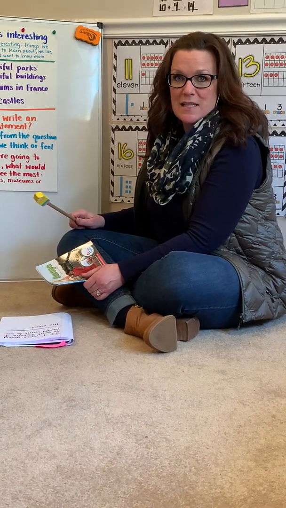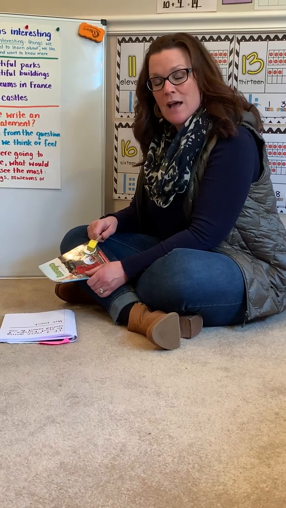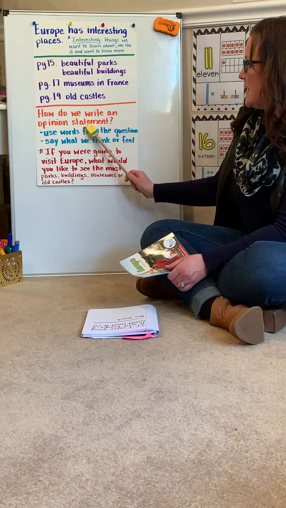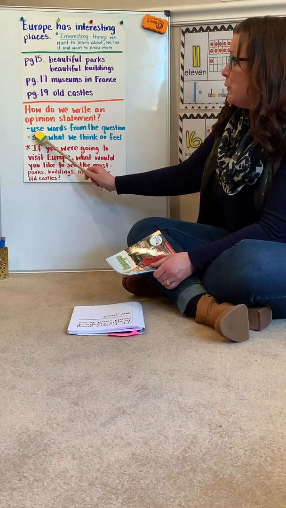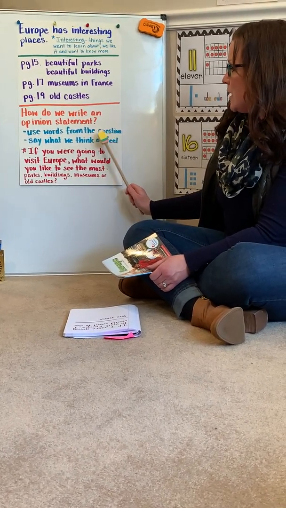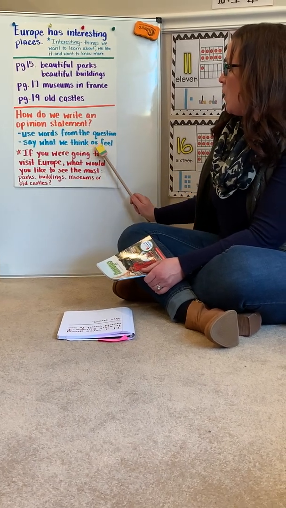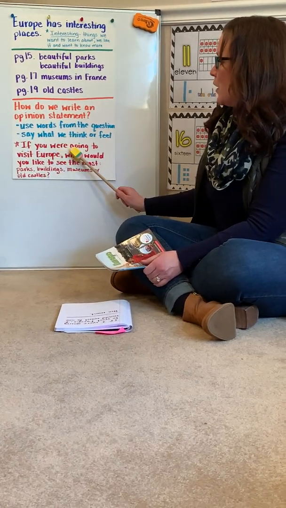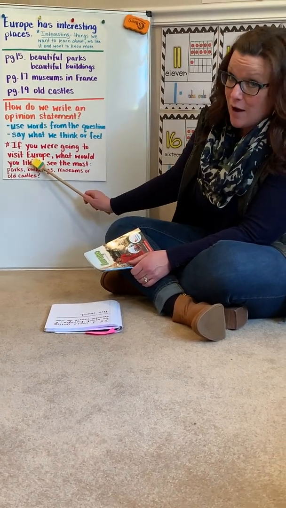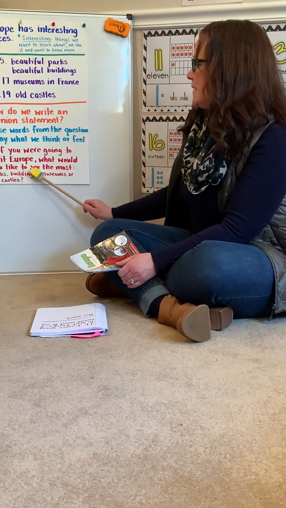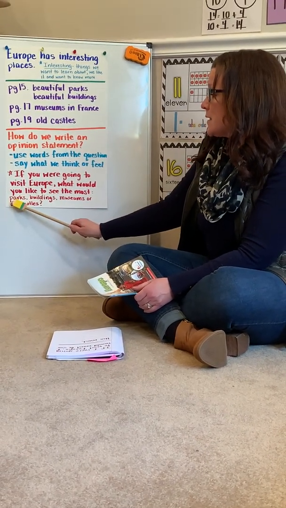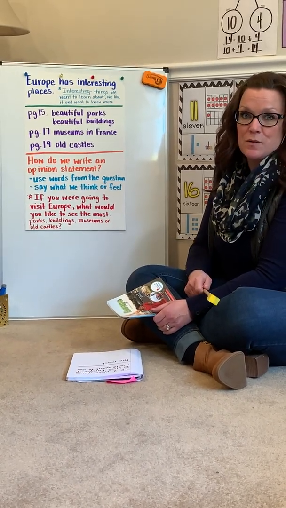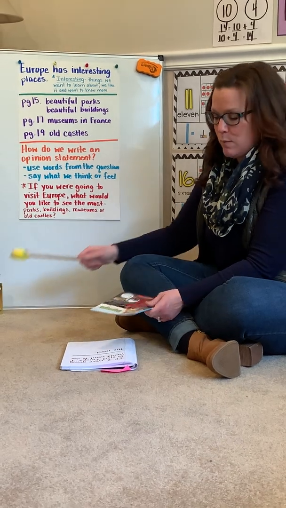Now, the second part of this lesson, friends, just like we did in our book Asia yesterday, it says, how do we write an opinion statement? Well, remember, you use words from the question. Say what we think or feel. So here's your question today, friends. If you were going to visit Europe, what would you like to see the most? Parks, buildings, museums, or old castles? Which one would you like to see the most?